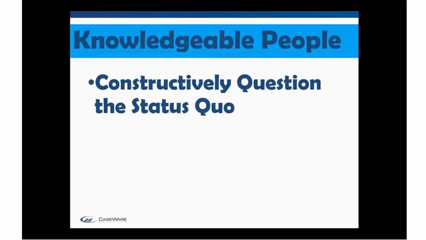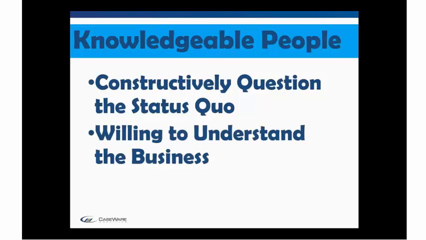So I know I said that to get good data, you have to have knowledgeable people. And I think historically, knowledgeable people meant someone who could write scripts. Nowadays, I say knowledgeable people means people who will constructively question the status quo, as well as people who are willing to understand the business. So let me explain what I mean by that.